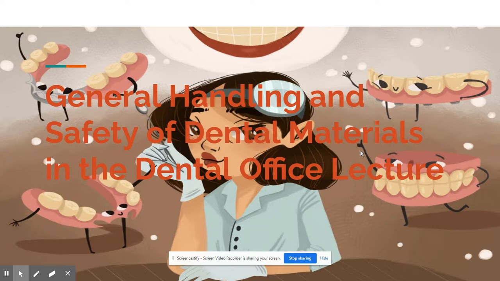The summary. The management of a safe environment in the dental office is the responsibility of the employer and all of those that work there. The safe use of any chemical or material is the responsibility of the user at the time. The safety of the patient is the responsibility of the dental team.